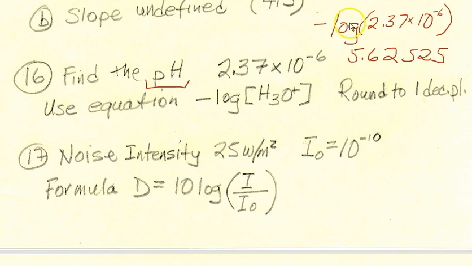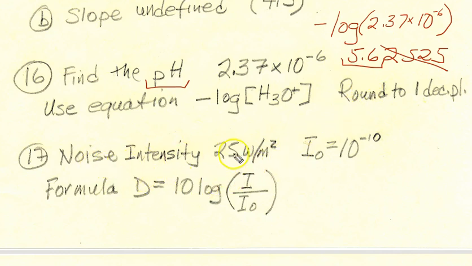So when I put this into my calculator, I get this, and they ask you to round to 1 decimal place. So 5.62, it's a 2, less than 5, so we just drop all of this. So our answer is 5.6.